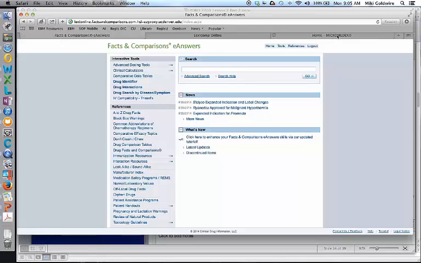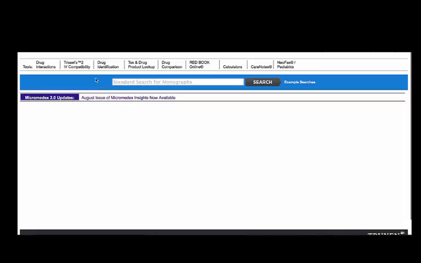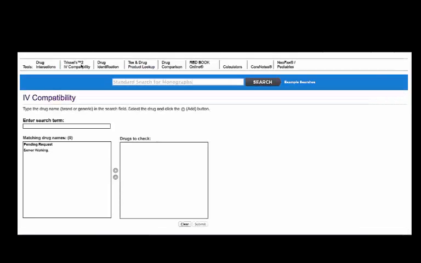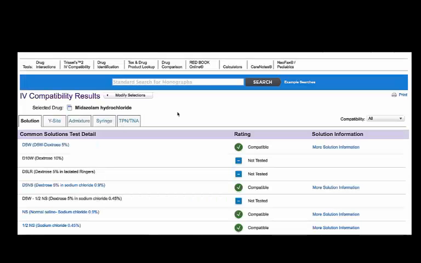So you can use all of the databases, Facts and Comparisons, Lexicomp, or Micromedex. For this example, I'll use Micromedex. So again, I want to go to Trissel's 2 IV compatibility in Micromedex. Facts and Lexicomp also have Trissel's 2 IV compatibility. So I enter my search term, midazolam. I just hit enter, and I wanted to show you what I get.